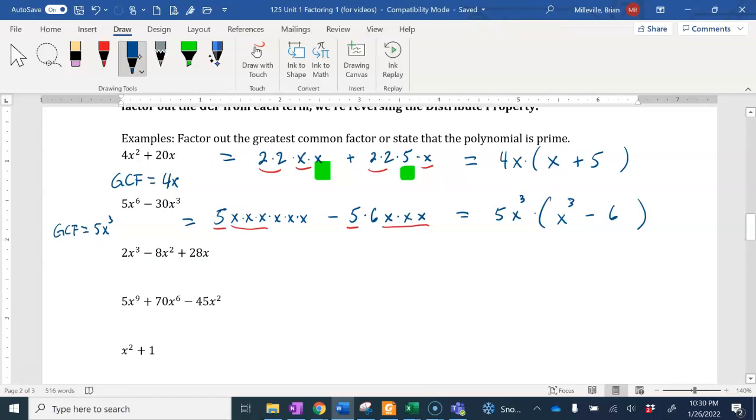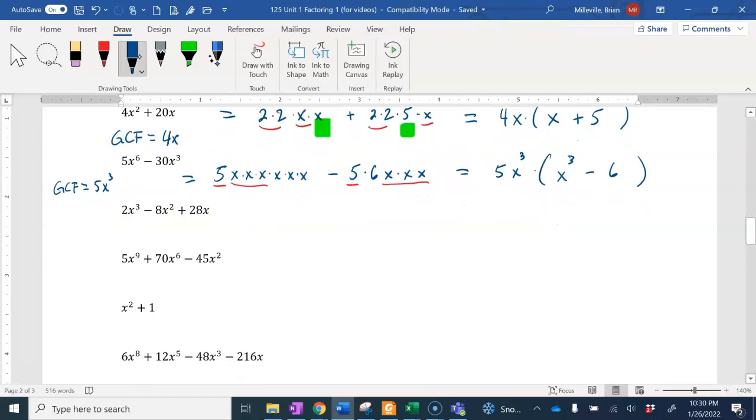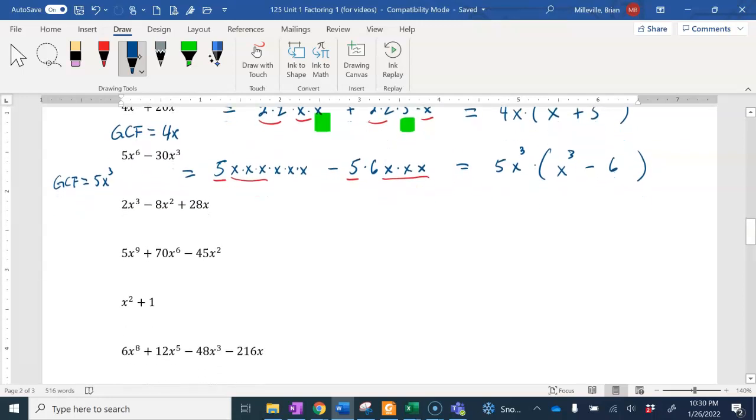Let's look at a couple more of these examples, and then we're going to stop with this one. And we can do this for polynomials that have more than 2 terms. Let's skip the next one and go down to this one where we have 5x to the 9th plus 70x to the 6th minus 45x squared. I'm going to do this one a little bit quicker. Instead of factoring it out in terms of x times x in each term, let's look at the smallest number of x's we have. For this problem, the smallest power of x is x squared. So let's think about how we can rewrite each term as something times x squared.